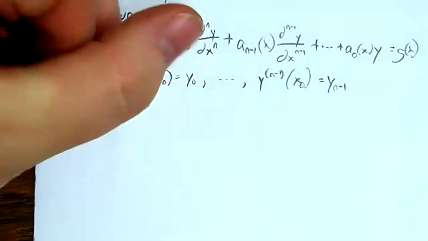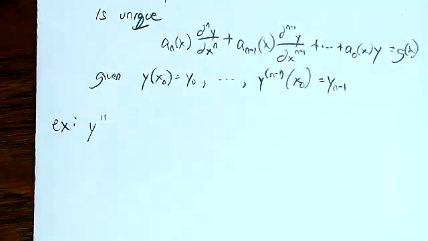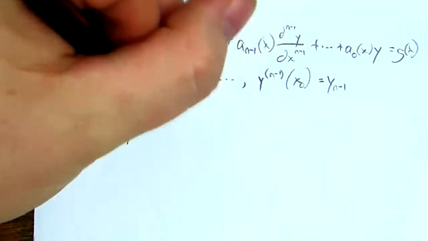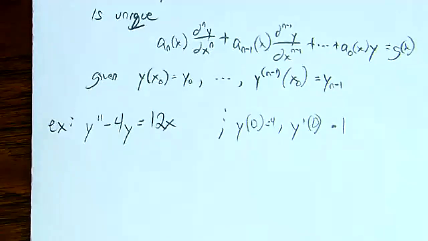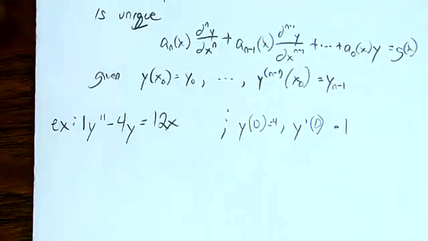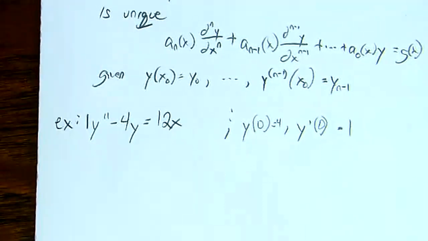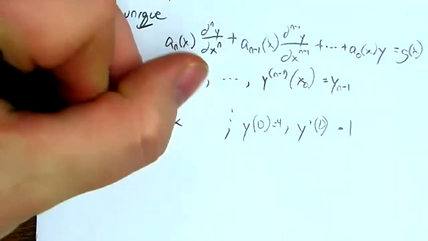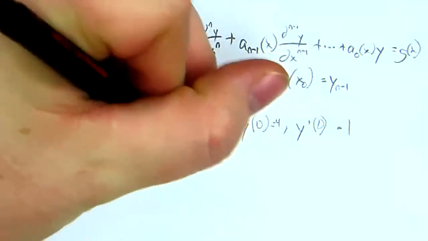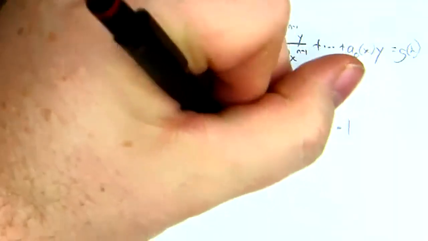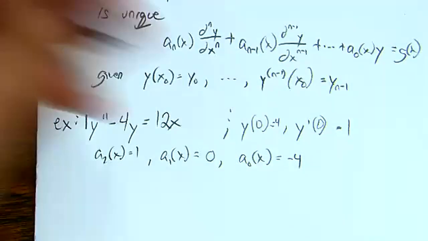Let's look at an example. If I have the second derivative of y minus 4y is equal to 12x, with the initial conditions that y(0) is equal to 4 and y'(0) is equal to 1, well, a_2(x) here is 1. a_1(x) here is equal to 0. a_0(x) here is equal to -4. And g(x) here is equal to 12x.